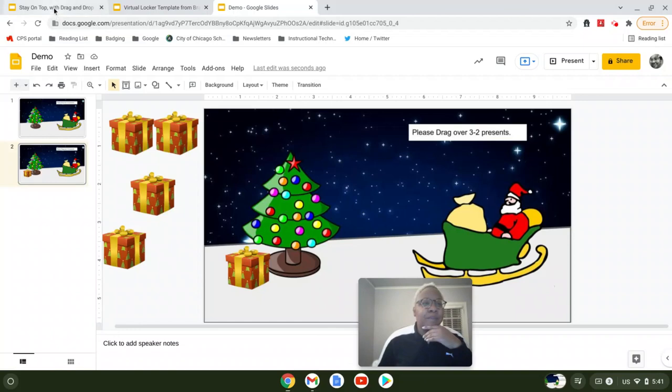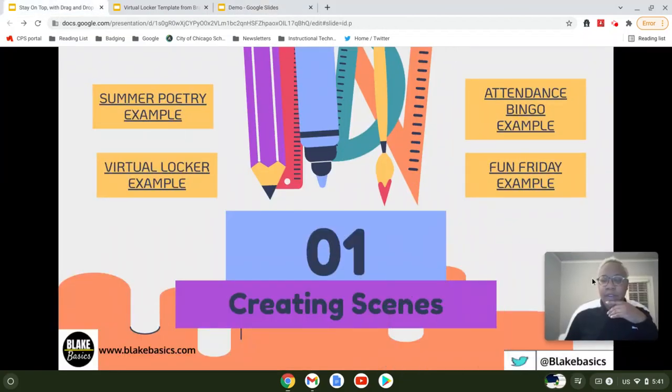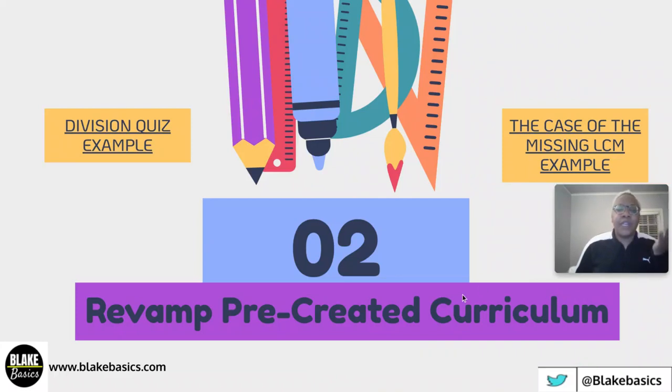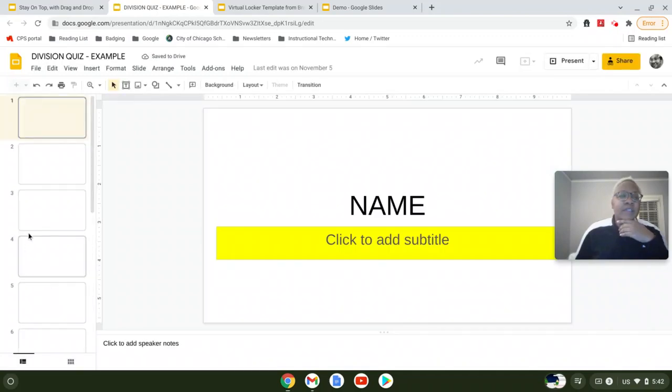Let's keep it moving. So now you know how to make a scene. Now let's look at how to change pre-created curriculum into a drag and drop activity. So if I look, this is one that I created before. This is a division quiz.